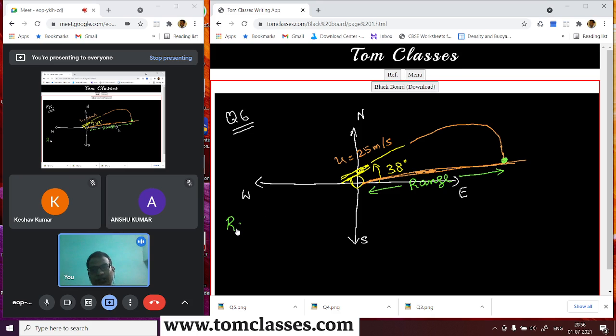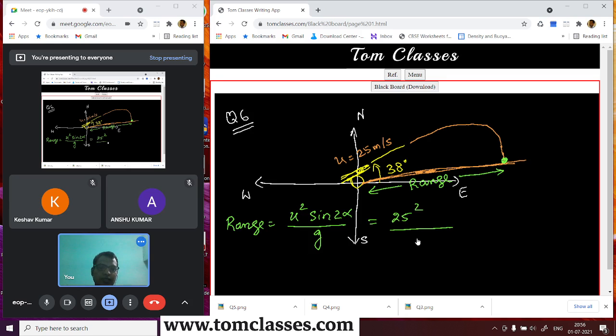We have range is equal to u square sine 2 alpha upon g, right? We have seen this formula, right? So he is interested in the range. So what is this value? This is 25 square. Let's call this g as 10 meter per second square, right? So this is 10. Sine of, it is going to be 38 into 2, 74 degree, right?